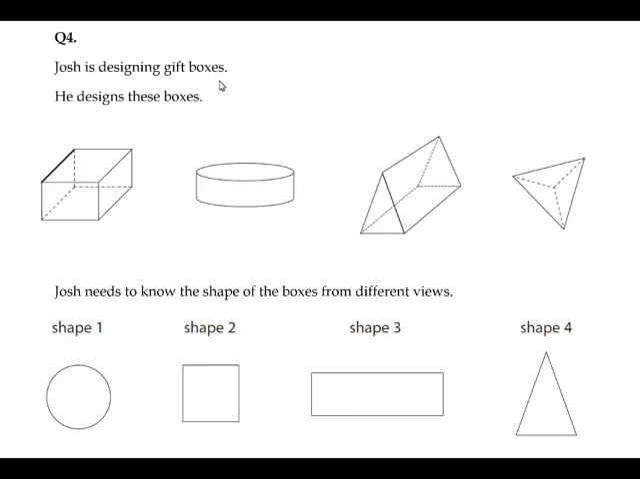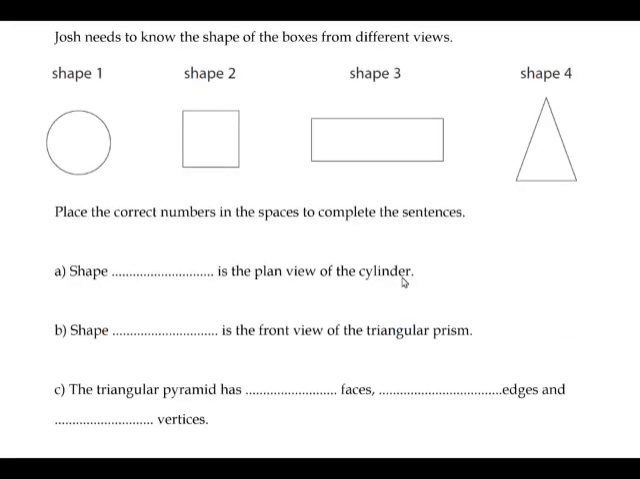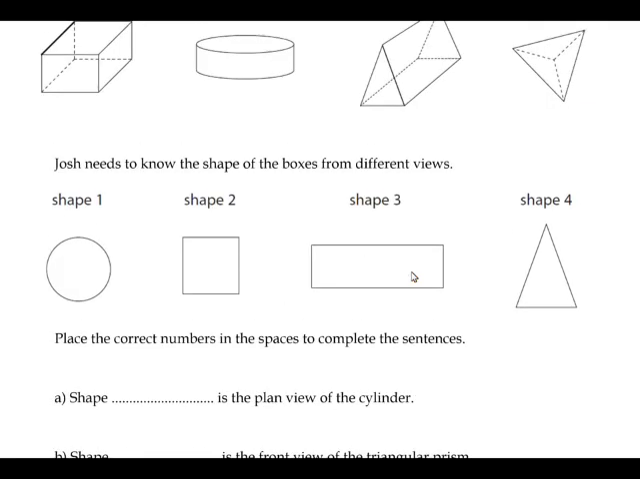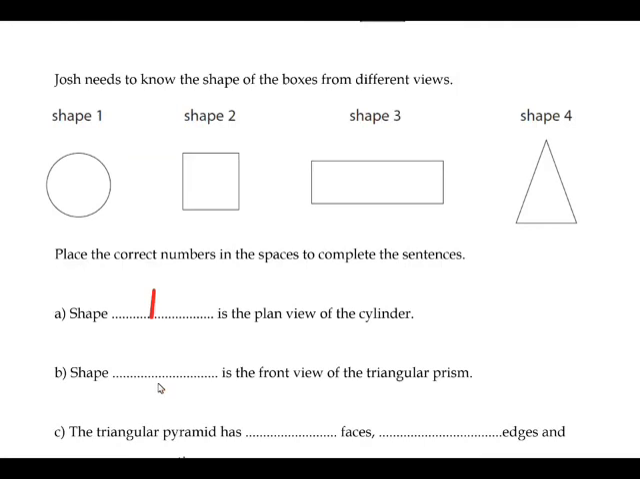Question 4. Josh is designing gift boxes, and he designs these boxes. So we have a cuboid, a cylinder, a triangular prism, and a triangular based pyramid. Josh needs to know the shape of the boxes from different views. So place the correct numbers in the space to complete these sentences. Shape, whichever, is the plan view of the cylinder. So if we go back to our cylinder, looking from above, we end up with a circle. So shape 1 is the plan view of the cylinder.